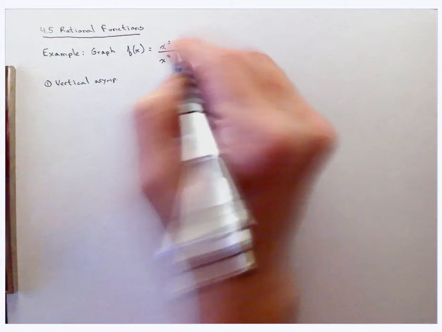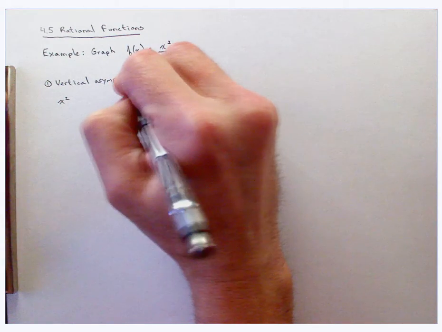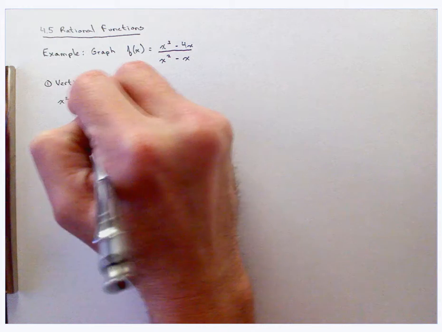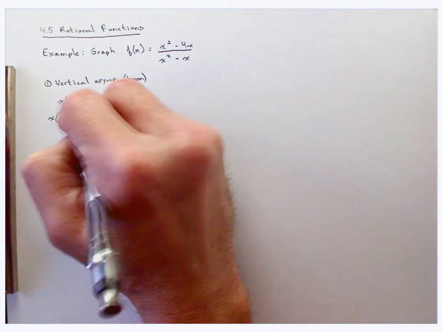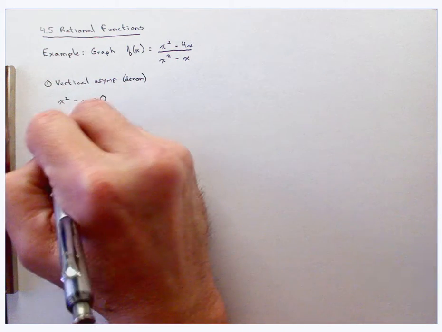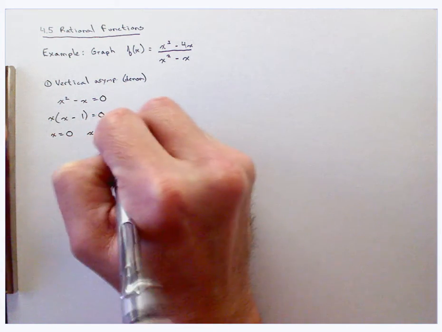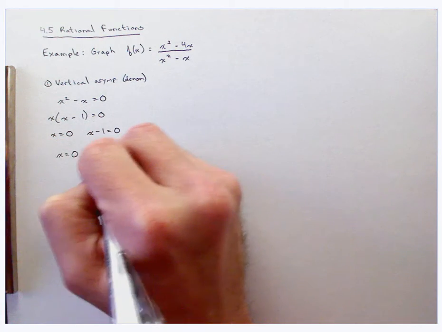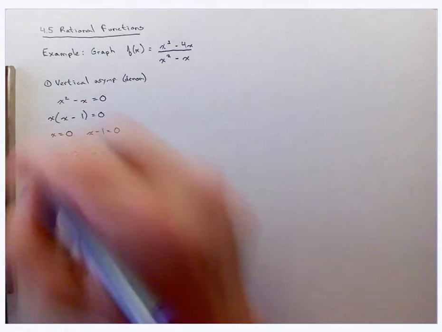And to do that, I look at my denominator. So I use the denom for that. X squared minus x equals 0. Factor out an x, I'm left with x minus 1. So I have x equals 0 and x minus 1 equals 0. So x equals 0 and x equals 1. And those two will be my vertical asymptotes.